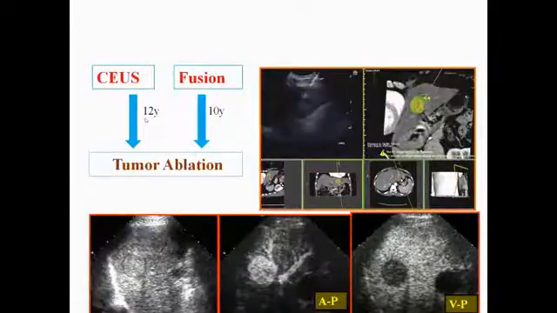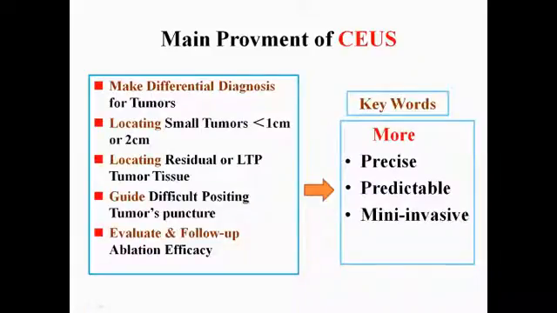Contrast ultrasound and tumor ablation have been used in China for more than 12 years. We usually combine contrast ultrasound and tumor ablation in our clinical practice. In summary, the main improvement of CEUS in our clinical practice is that it helps to make the differential diagnosis of tumors and helps to locate small tumor tissues.